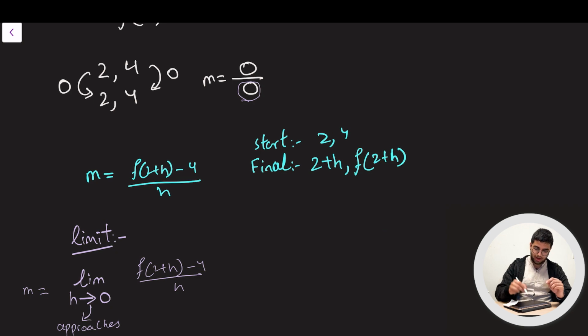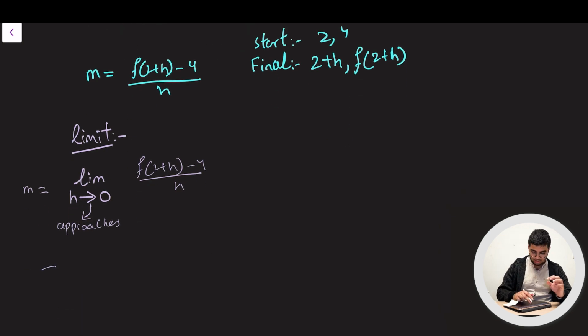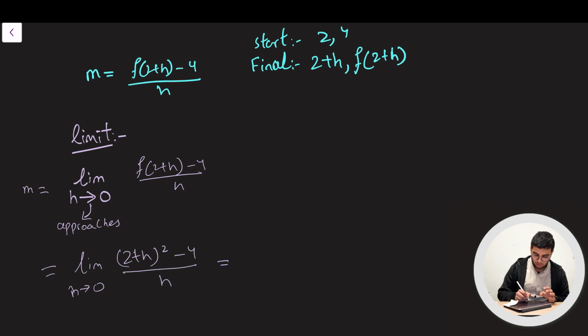All right, great. Now that that's out of the way, we can now use some algebraic manipulation, and we will use a bit of a trick here, okay? Now, keep your hats ready because they're about to get blown off. So let's say f of 2 plus h is 2 plus h whole squared, take 4 all over h, which is equal to the limit as h approaches 0.